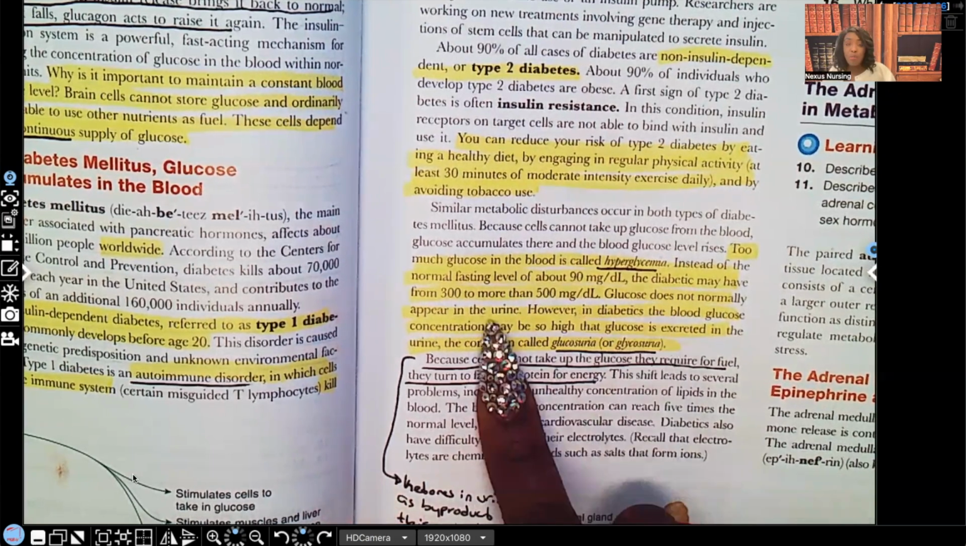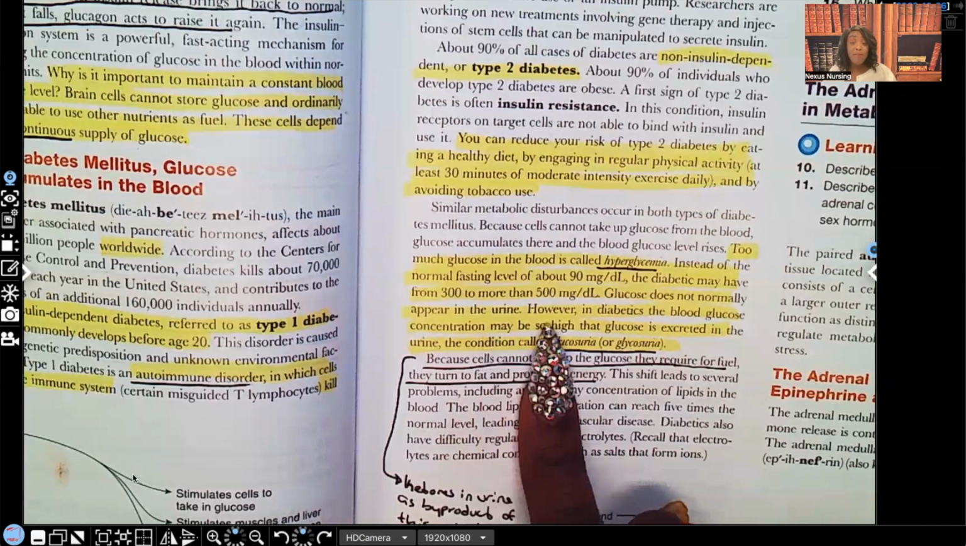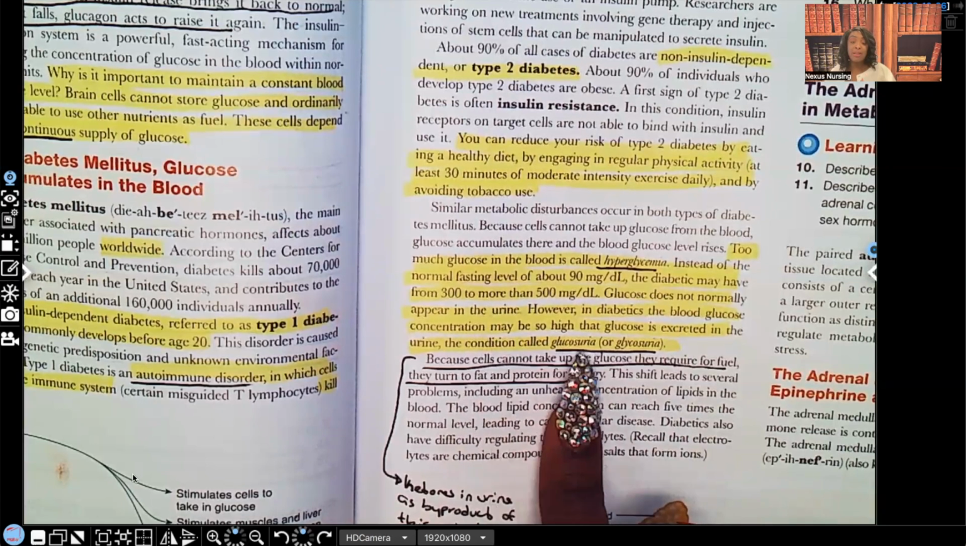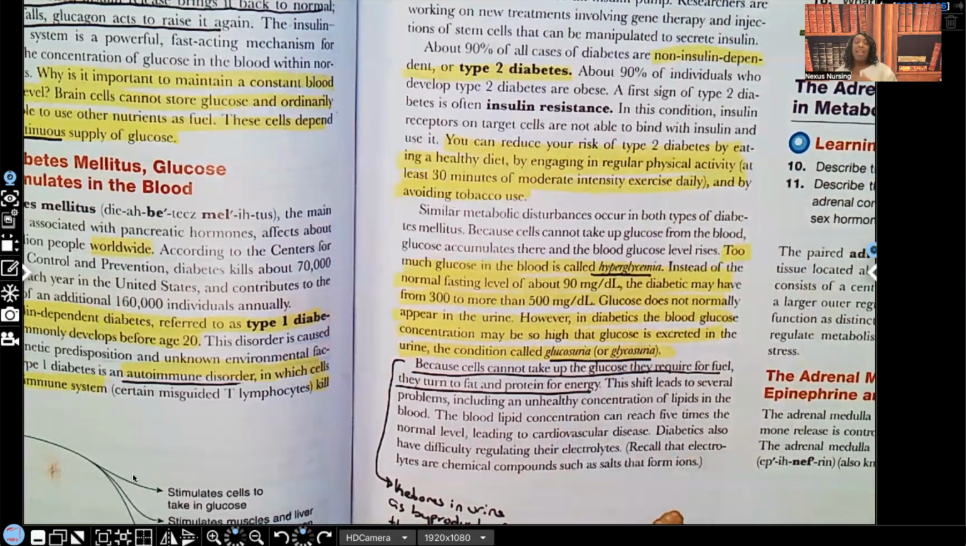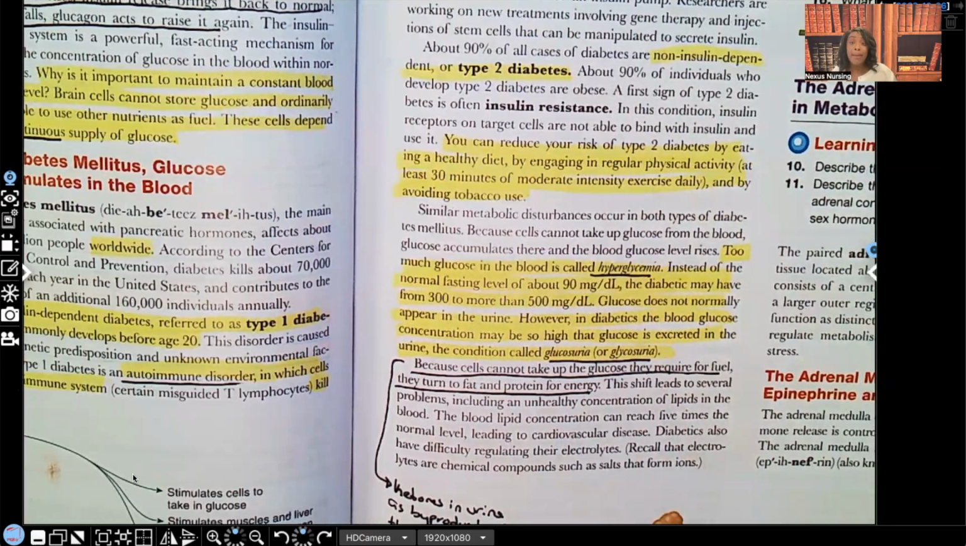Glucose does not normally appear in the urine. However, in diabetics, the blood glucose concentration can be so high that the glucose is excreted in the urine, and this is known as glycosuria. Glyco, glucose, sugar, uria, in the urine. Sugar in the urine. So what happens, guys, that patient's blood sugar can be so high.